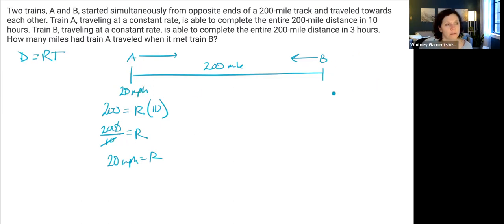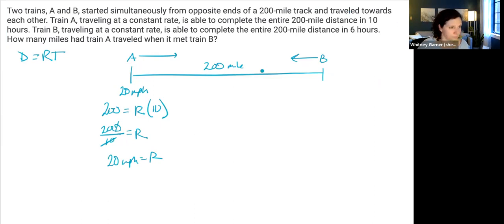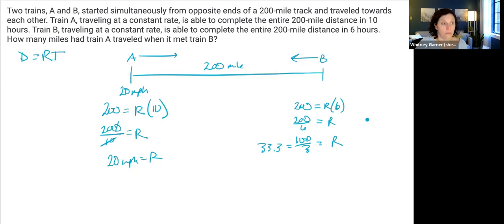Train B takes 6 hours. So train B is coming in at 200 miles every 6 hours, which is 100 over 3, which isn't perfect, but we'll make it work. Right? So this is about 33 and a third. So 33.3 miles per hour.